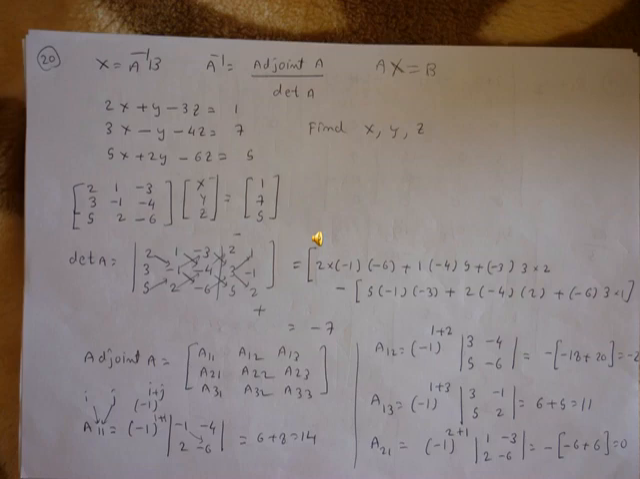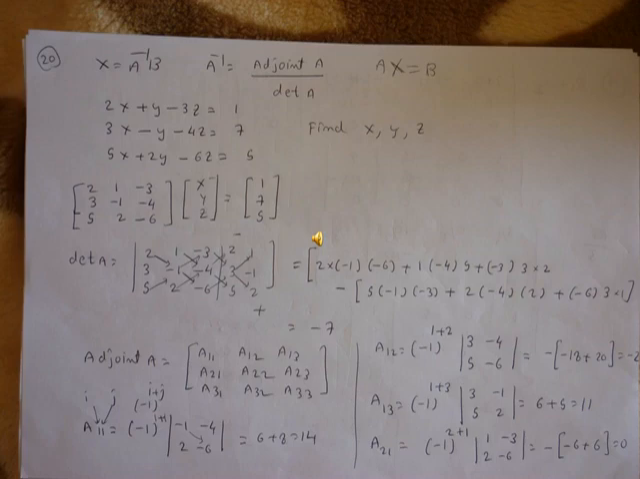So the minus 1 power I plus J. So I is 1, J is 1. So the minus 1 power 1 plus 1, and the determinant of minus 1, minus 4, 2, minus 6. So we expand. So minus 1 and the minus 6 multiply. Minus 2 and the minus 4 multiply. So that will be 6 plus 8. So the A11 value is 14.